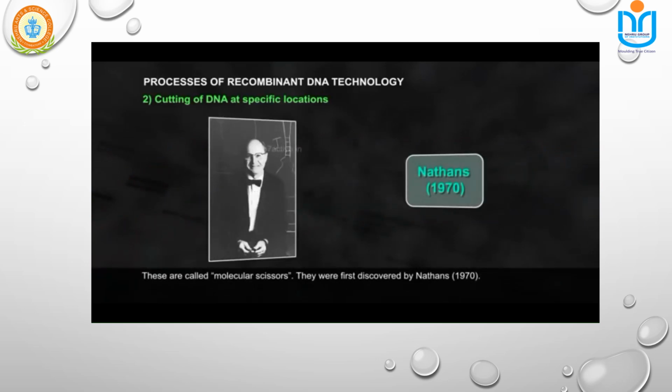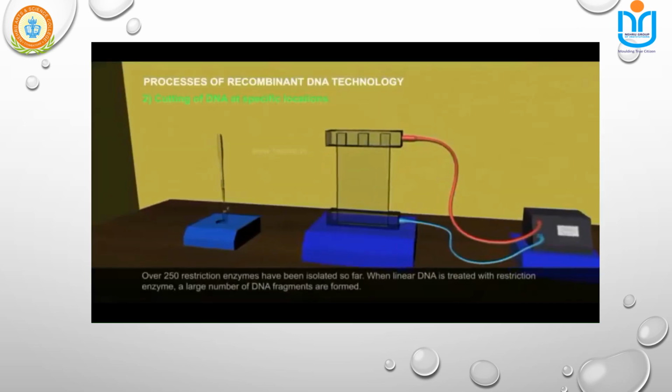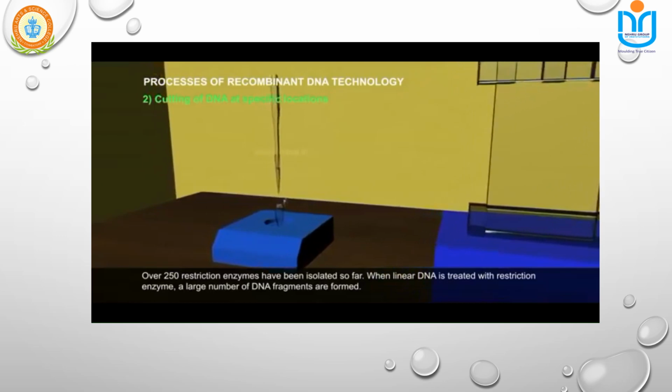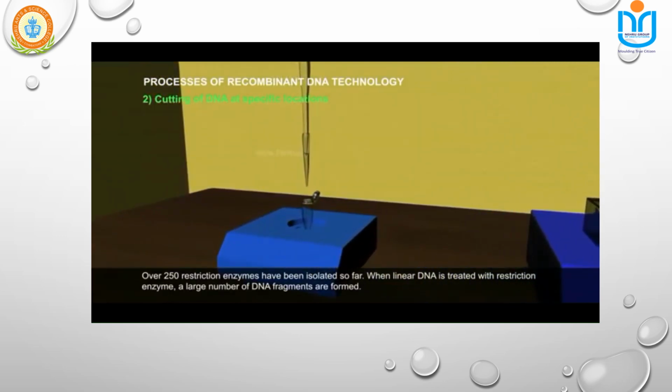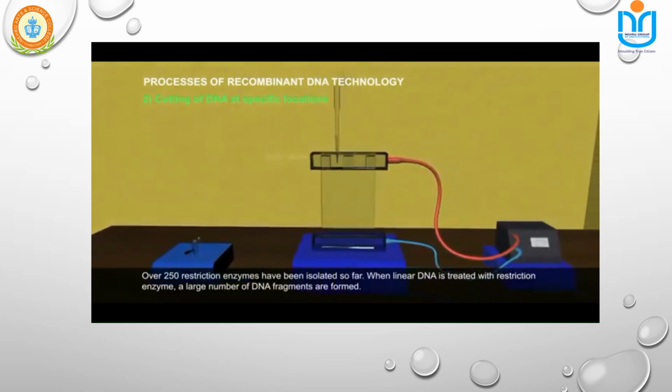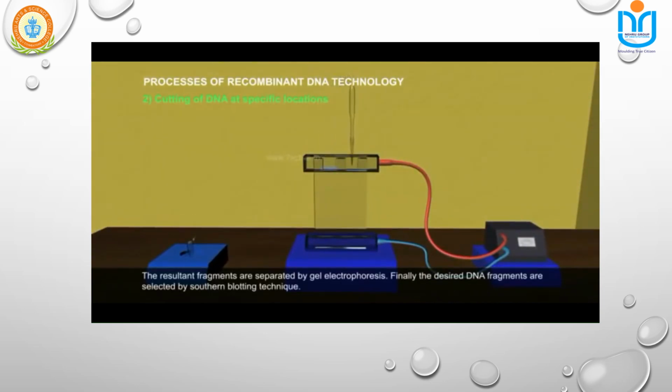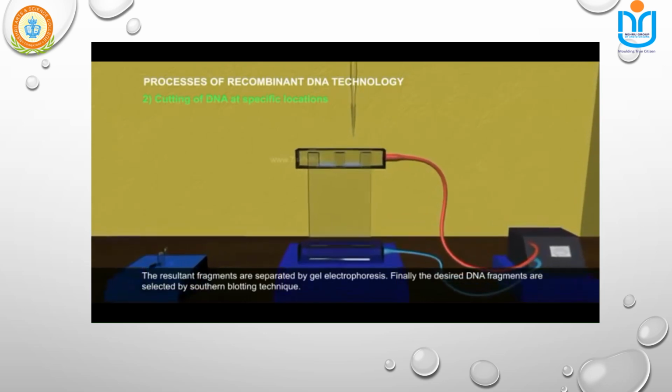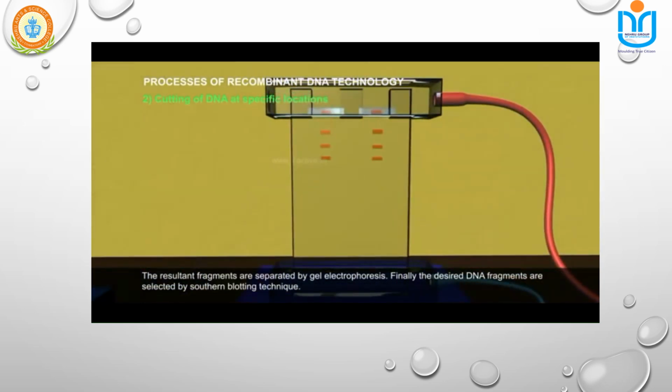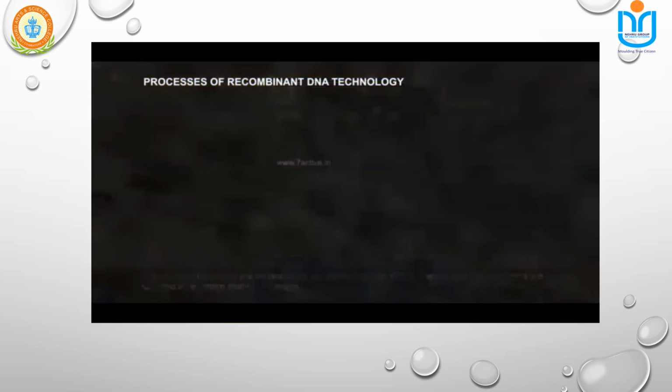They were first discovered by Nathans in 1970. Over 250 restriction enzymes have been isolated so far. When linear DNA is treated with restriction enzyme, a large number of DNA fragments are formed. The resultant fragments are separated by gel electrophoresis. Finally, the desired DNA fragments are selected by Southern blotting technique.